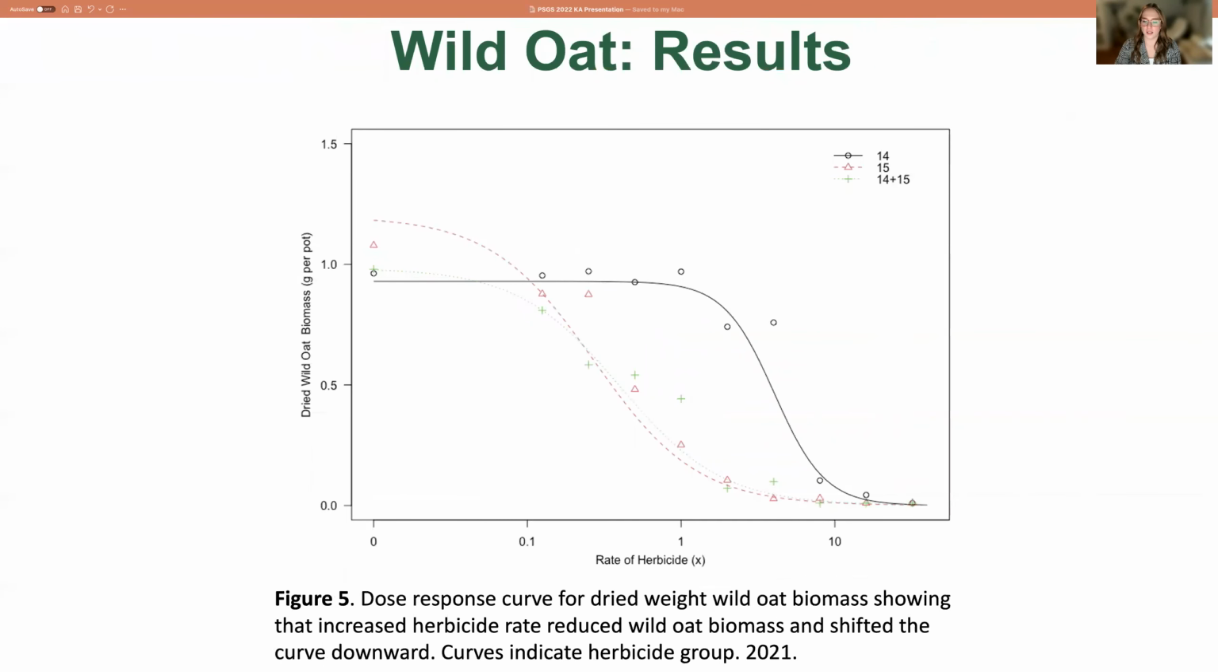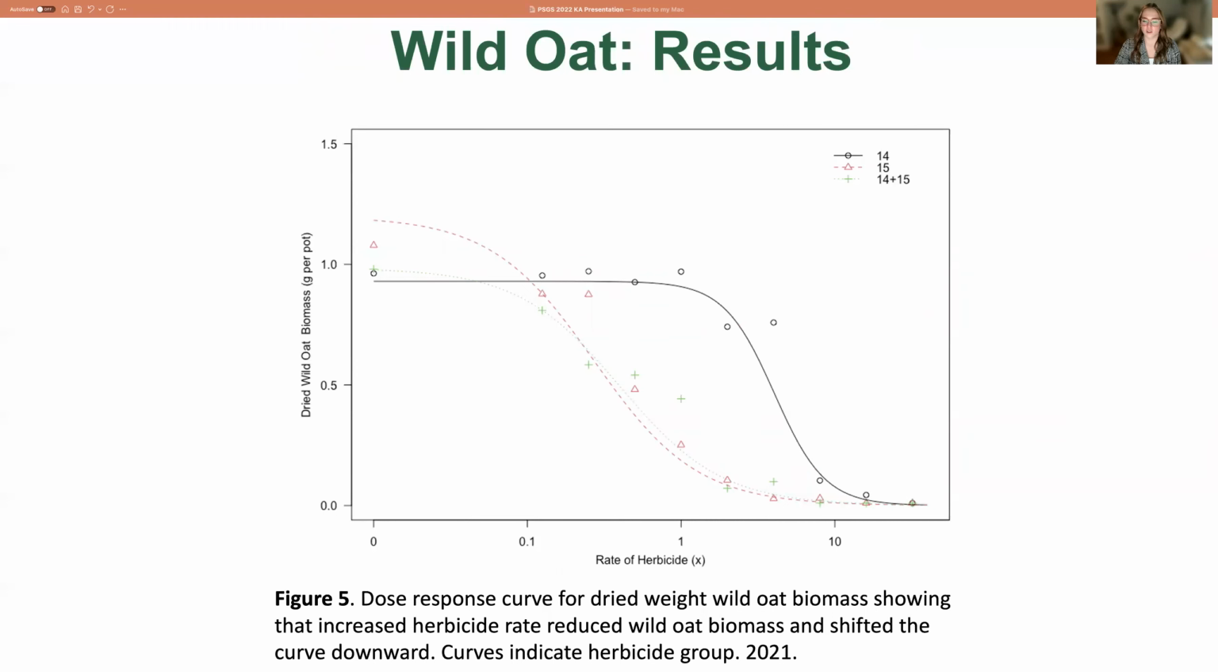Moving into wild oat now, again, a 3-parameter log logistic model was selected using the optimal Box-Cox transformation. Comparing the model parameters, no upper limits were found to be significantly different between the herbicide groups. However, group 14 was significantly different from 15 or the combined for its slope and the ED50, as it required much more active ingredient to reduce biomass by 50%. Group 15 and the combined were not significantly different from one another for either parameter.